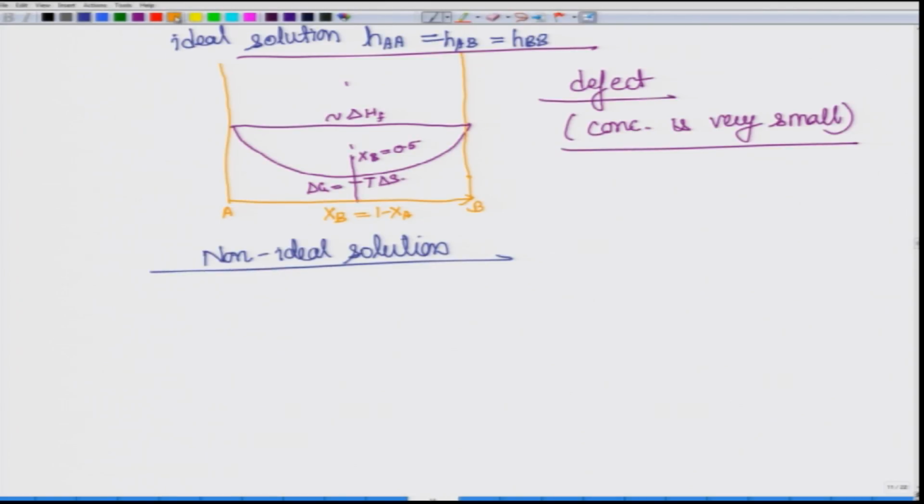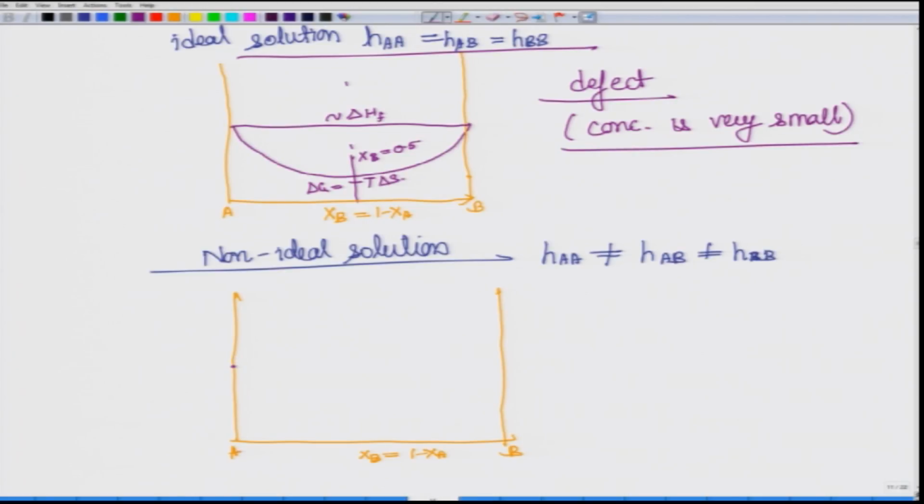So, here what we have is that HAA is not equal to HAB, not equal to HBB. So, how would it look like? This is now the simple way we have been drawing so far. Again we are taking the same axis, pure A over here, pure B over here, and we keep increasing, and on the y axis is the energy scale. So, somewhere over here is the 0.